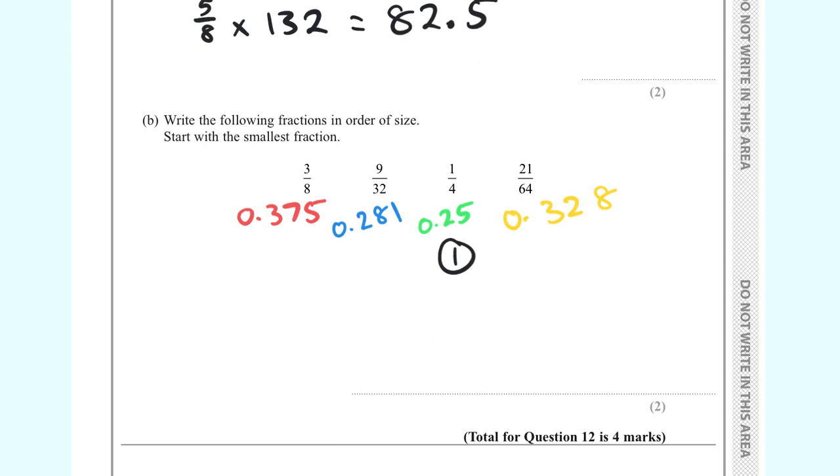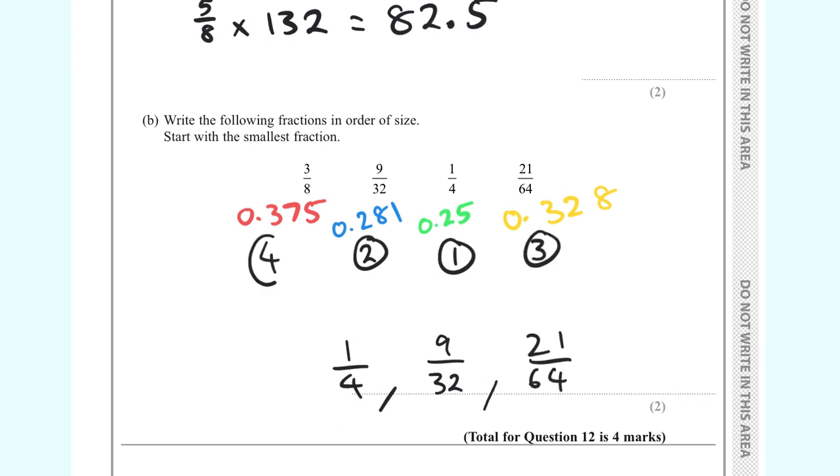But it's asked to write the fraction, so I'm going to write 1/4. Okay. Now, we can do the second one quite quickly because it's the only other one with a 2 in the tenths column. So that's the next one, so 9/32. Alright. Next, we're looking at comparing these two now. Again, they both have 3s, but if we look at the next column, that has a 2, that has a 7. 2 is quite a bit smaller than 7, so this bad boy must be next.